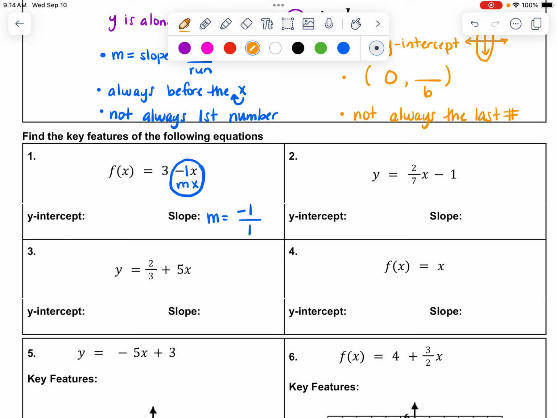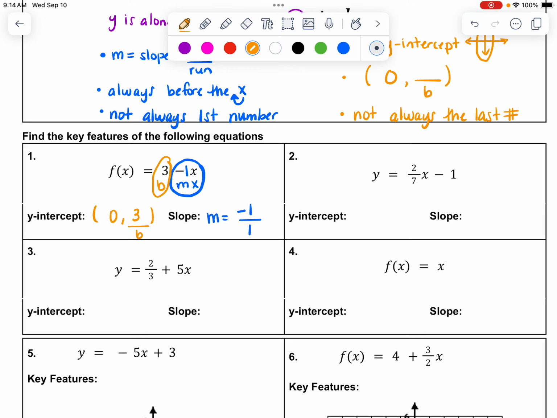Then I'm going to look for the b part of the equation. Now, the b is the number that doesn't have an x. In this case, it's the first number. So my y-intercept will be 0, whatever that b number was, which is 3.